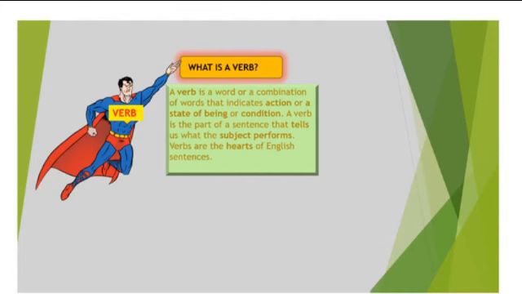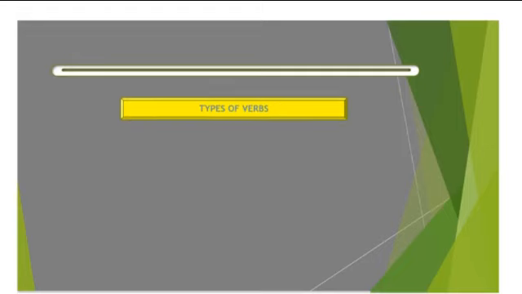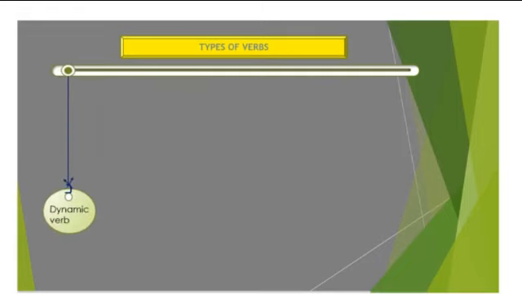Verbs are the heart of the English language and English sentences. So here we understand the importance of verbs. Of course, verbs are classified into many types, but in this video we are going to discuss dynamic and static verbs. So let's dive into the types of verbs.